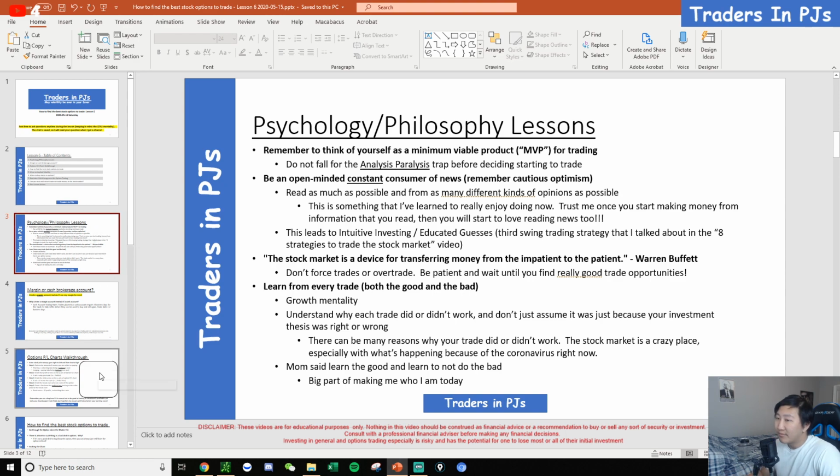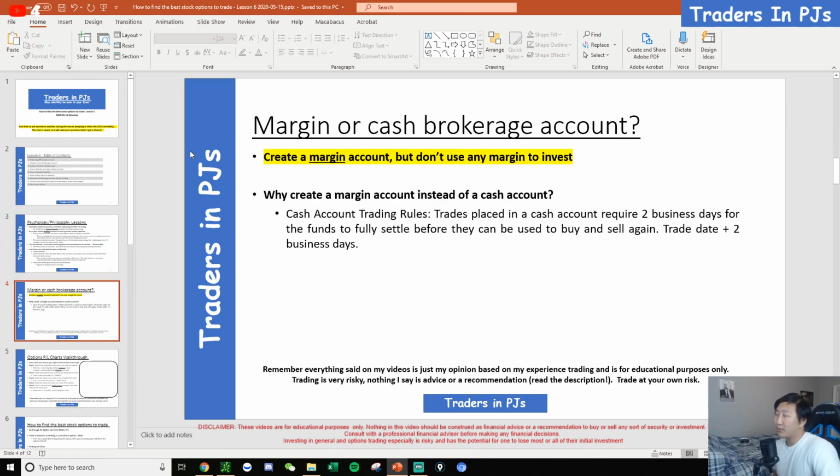Okay, so margin or cash brokerage account. Create a margin account, but don't use any margin to invest. In my last lesson 5, I talk about what margin is, so go watch that if you don't understand. But why do you create a margin account instead of a cash account? There are cash account trading rules. If you have a cash account, guess what? PDT rules don't apply to you. Oh, that's awesome. Not really.